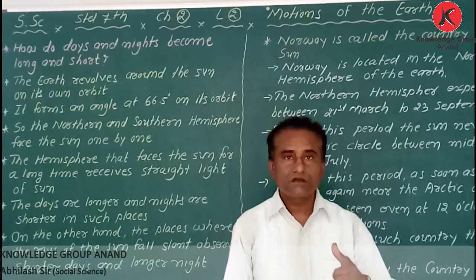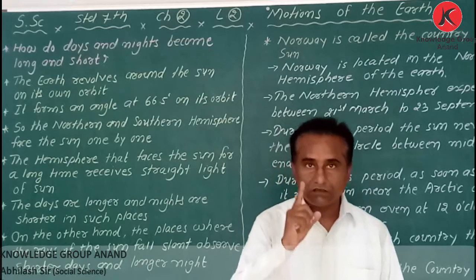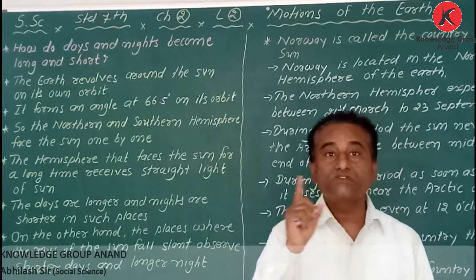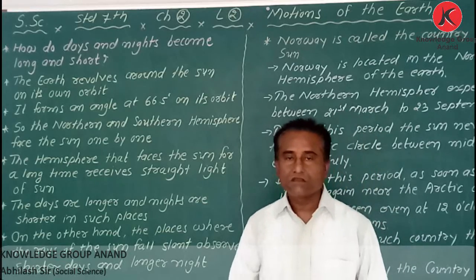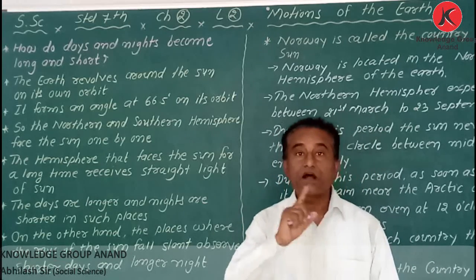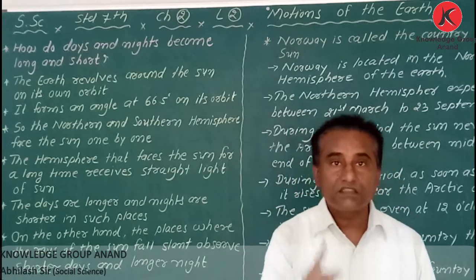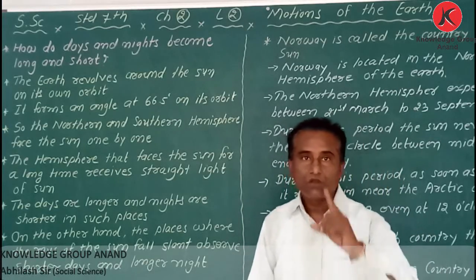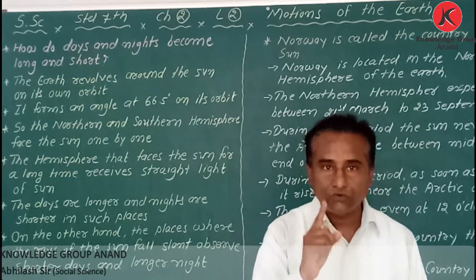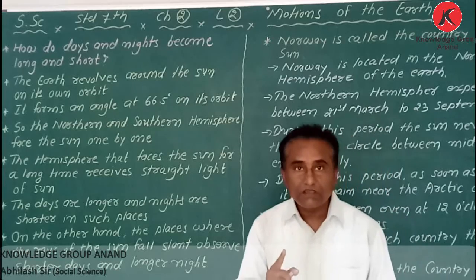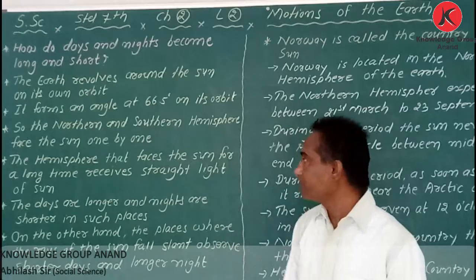Rotation means the Earth moves on its own axis. Revolution means the Earth revolves around the sun. Moving on its own axis is called rotation, and moving around the sun is called revolution.